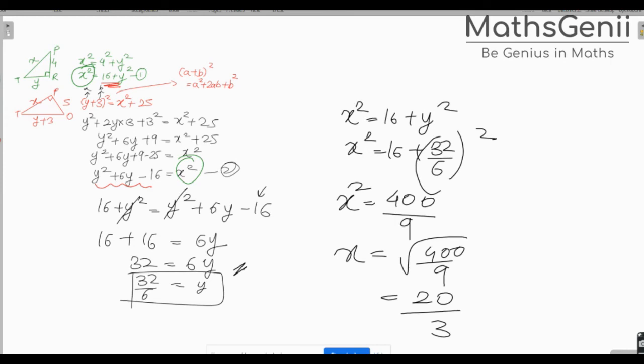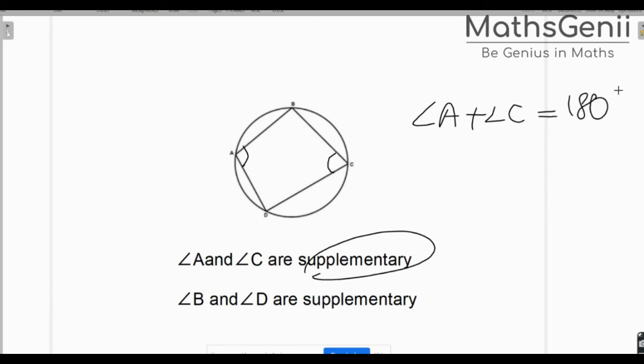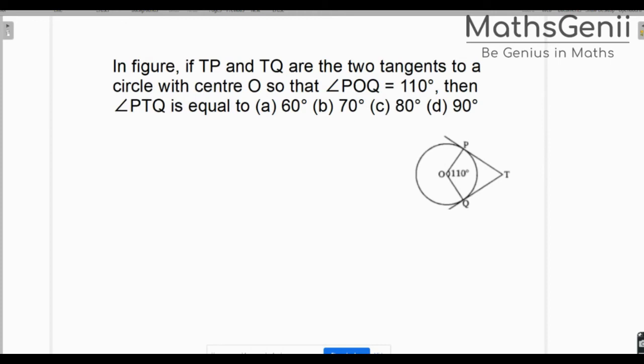Moving ahead to the next question. Next is a property, simple property. It says that if a quadrilateral is inscribed inside the circle, then angle A and angle C are supplementary. What is the meaning? Angle A plus angle C supplementary means their addition should come out to be 180 degree. Then the opposite angle again, B and D. Angle B and D should be 180. This is the property of circle. On the basis of this property, we are going to solve further questions too.